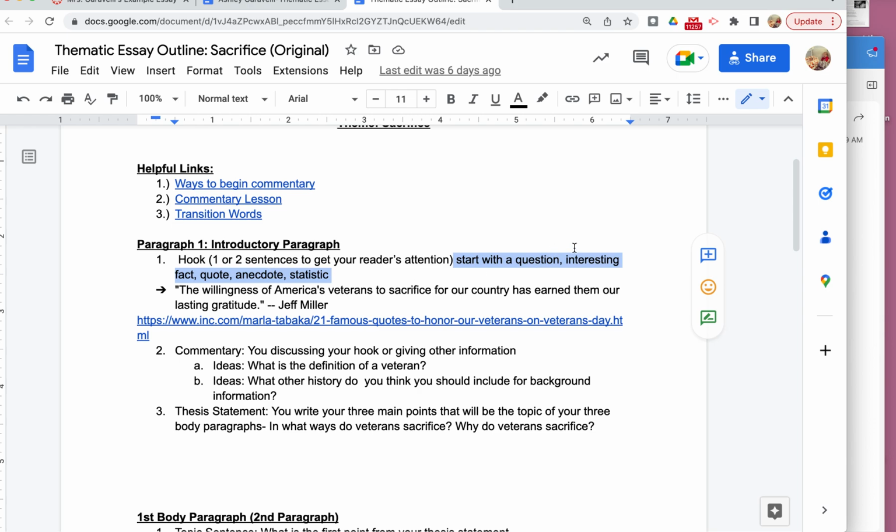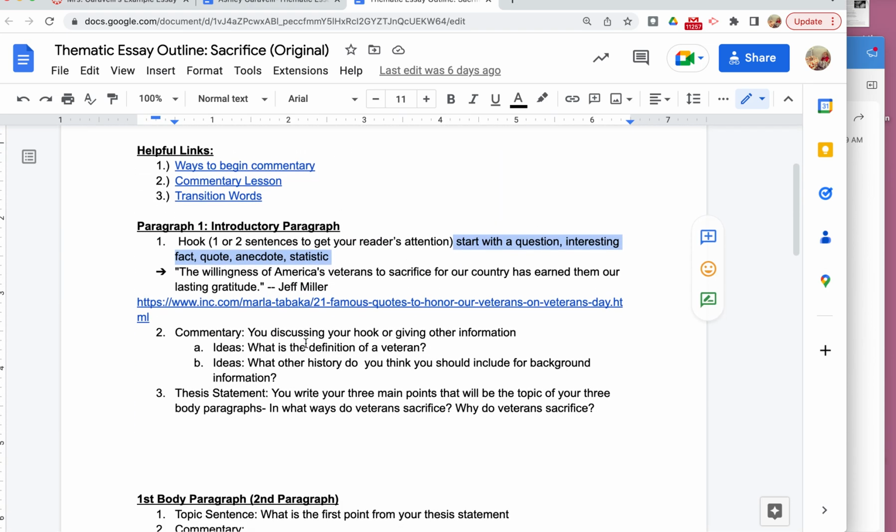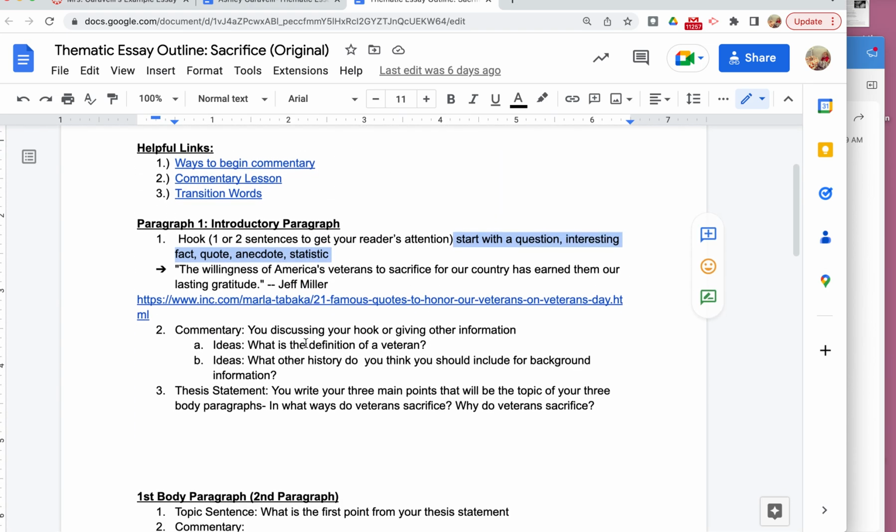Now, if you have an interesting fact, quote, or statistic, more than likely that means you're going to have a source. So all you're going to do, just like I did right here, is you're going to copy and paste the link at the very bottom of this document, and then you're going to cite it in your paper, okay? For the other ones, you shouldn't have to cite anything unless you found an anecdote online that you might have to cite.